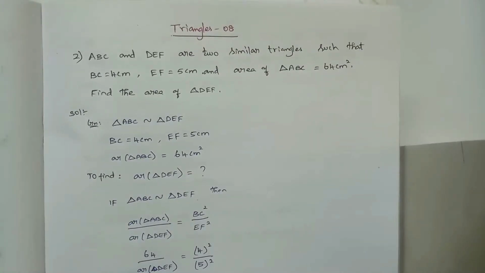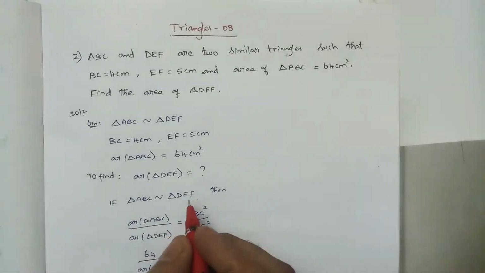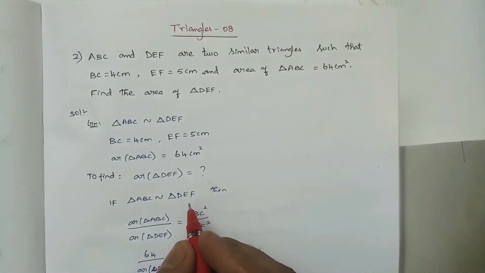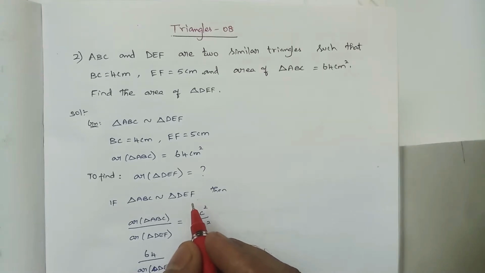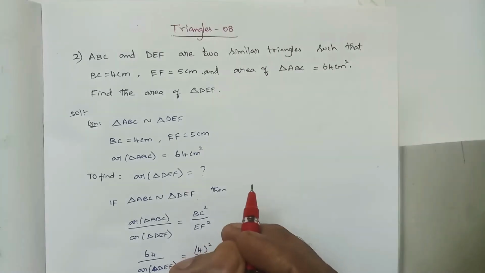Hi students, today we are going to see the sums in concept 3. Before solving the sums, first we will discuss the statement of area of two similar triangles. If the two triangles are similar, then the ratio of the areas of the two triangles will be equal to the square of the ratio of their corresponding sides.